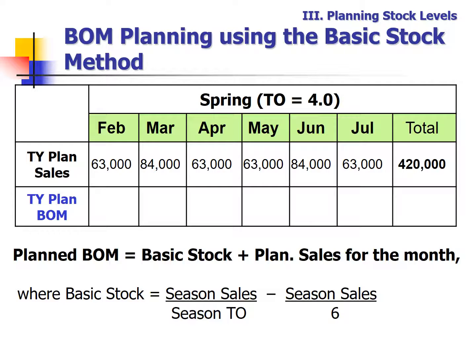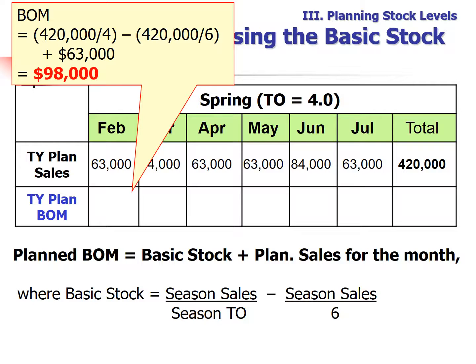And we also learned that basic stock is the average stock minus the average monthly sales, where average stock is just the seasonal sales divided by the seasonal turnover, and the average monthly sales will be the seasonal sales divided by 6 months, right? So with knowing all these things, we can apply it to plan every month's BOM using the basic stock method. For example, let's say in the given case that we've been looking at, the turnover was planned to be 4.0, okay? If that's the case, then what would be the planned BOMs for February through July?